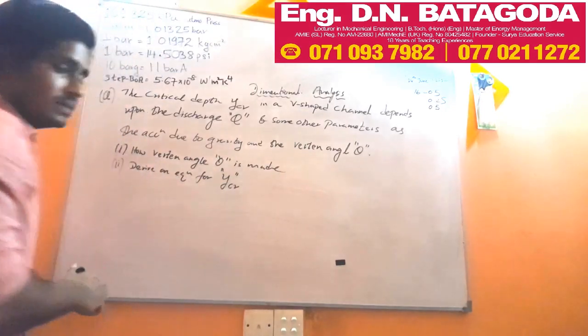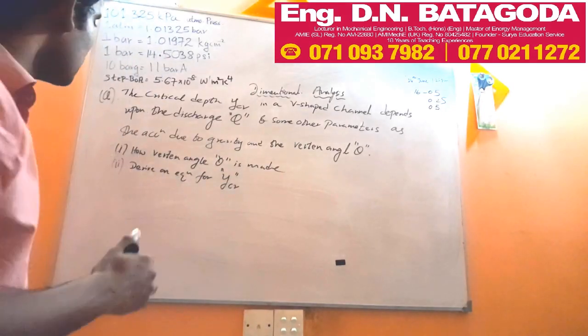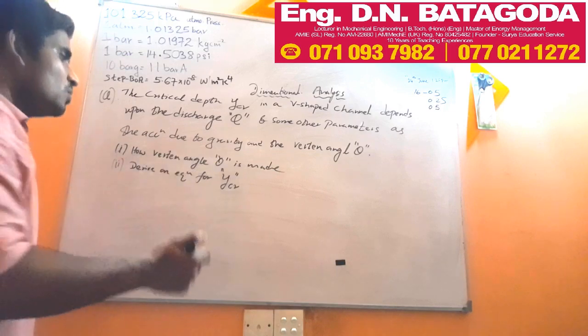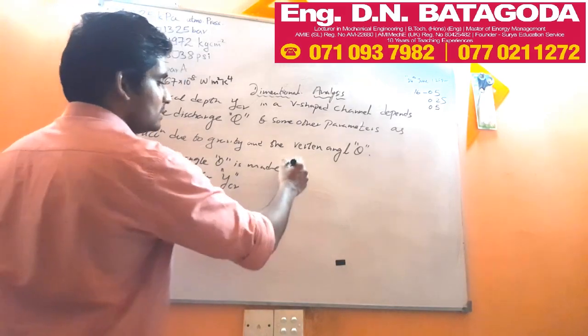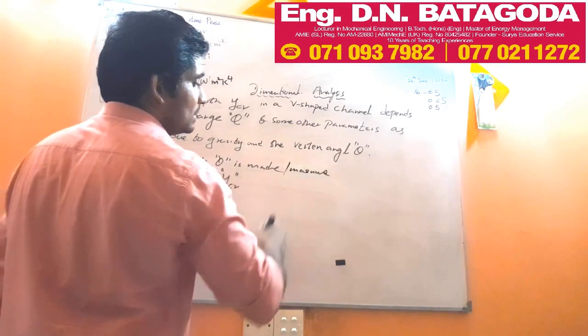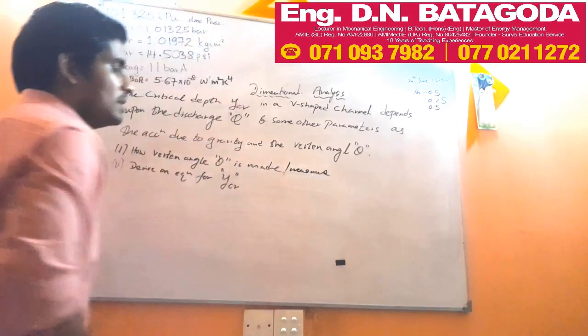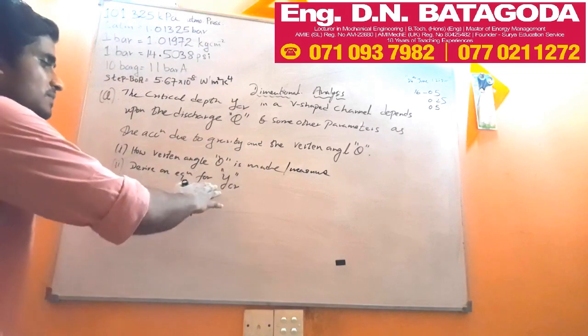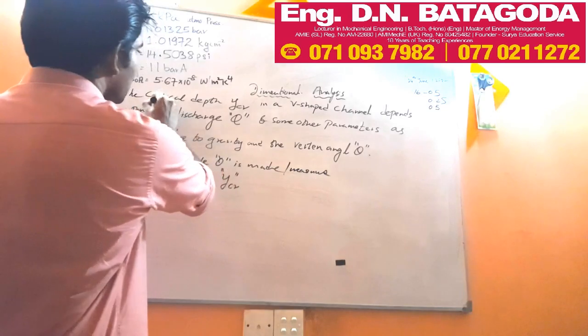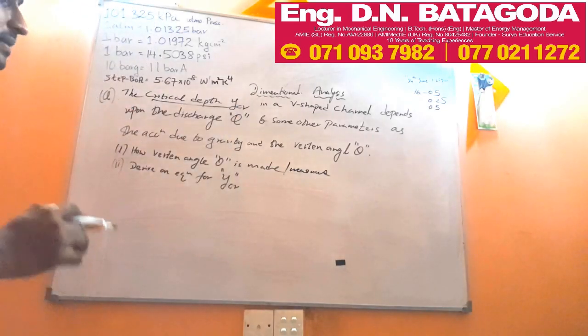So now here there are two questions that they are asking. They ask how vertex angle theta is made. In other words, how that angle is measured. And derive an equation for Ycr. That means we have to derive an equation for the critical depth. So let's see how to do that.